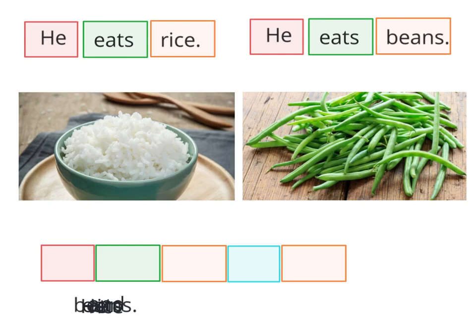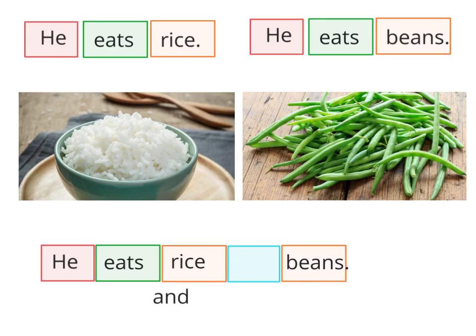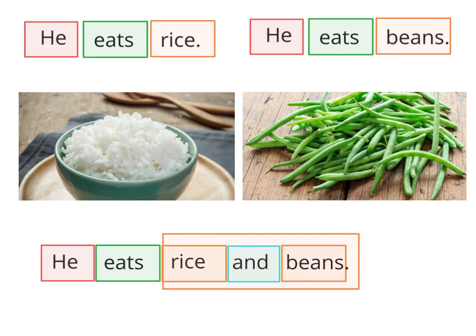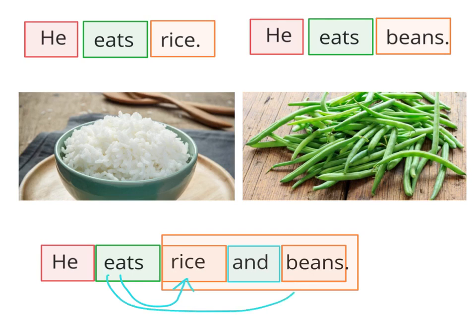So we are going to combine those into one sentence. So our subject is he. What's he doing? Eats. What does he eat? He eats rice. And he eats beans. And we combine rice and beans with the word and. So in this sentence, we have two objects. And he eats both of them. Both of them answer the question, what does he eat? So we see that he eats rice and he also eats beans. He eats rice and beans.